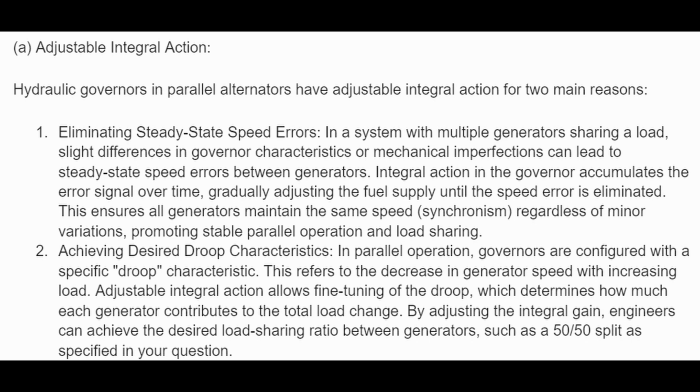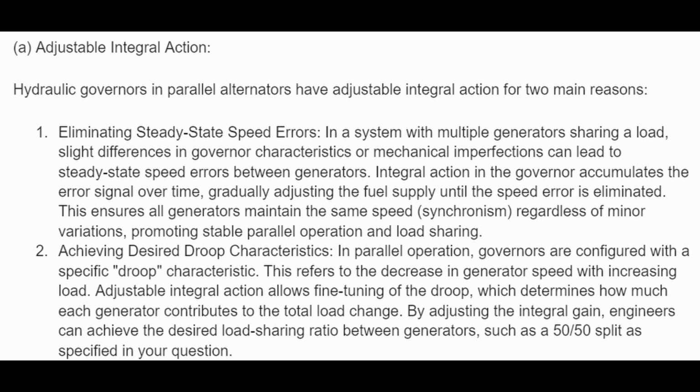A. Adjustable integral action. Hydraulic governors in parallel alternators have adjustable integral action for two main reasons. 1. Eliminating steady-state speed errors. In a system with multiple generators sharing a load, slight differences in governor characteristics or mechanical imperfections can lead to steady-state speed errors between generators.